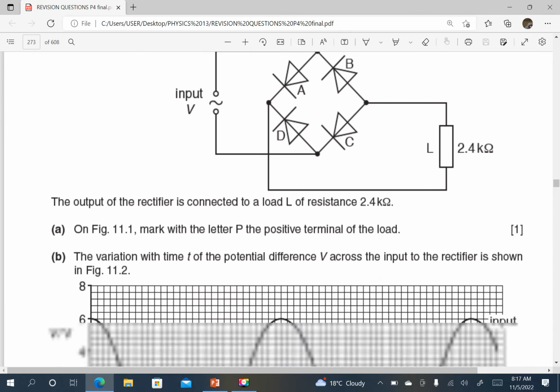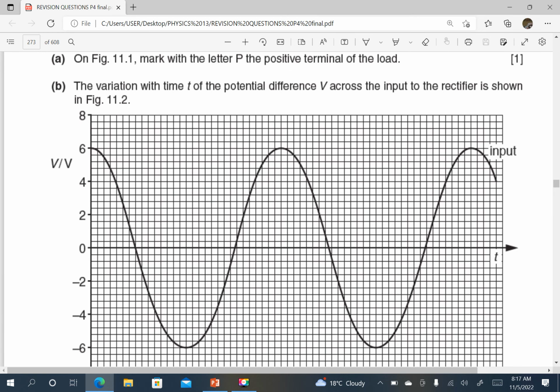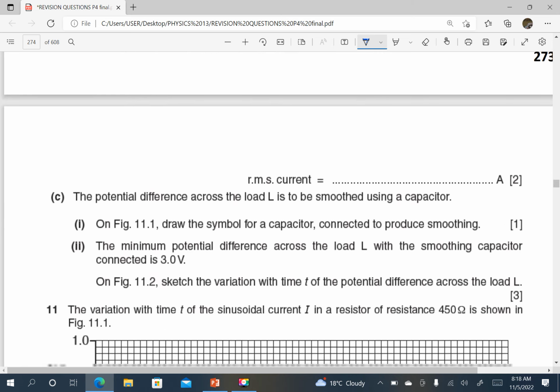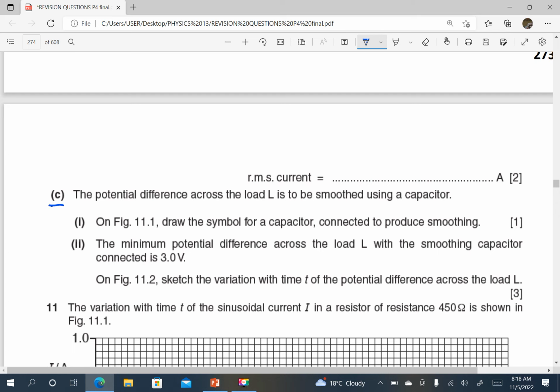It was of a bridge rectifier. So this was the graph. The graph was for input. This was a graph for input. And the other parts of the question had no problem. The problem was on part C, especially Roman 2.